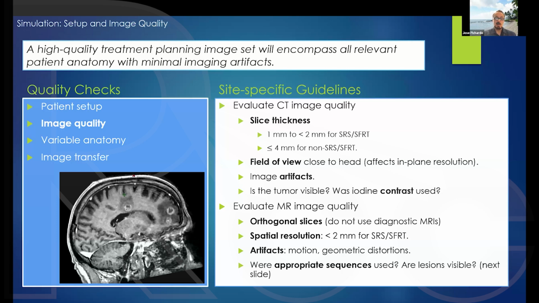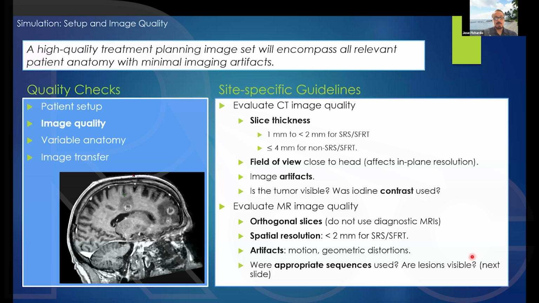And that the lesions are visible. I have seen MRIs where you couldn't see the lesions, so they're not very useful. I mean, they're useful for drawing the organs at risk, but if you cannot see the lesions, I don't know what you're going to do with them, right? So always check that you can actually see them.